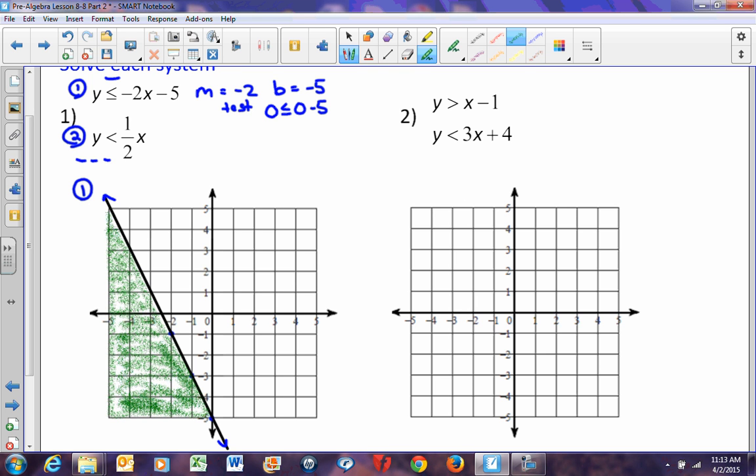Okay, for my second equation, notice my slope is 1/2, but my y-intercept is 0. So here's my y-intercept at 0. It goes up 1 over 2, up 1 over 2. This is a dashed line, so I'm going to take my dashed line now.